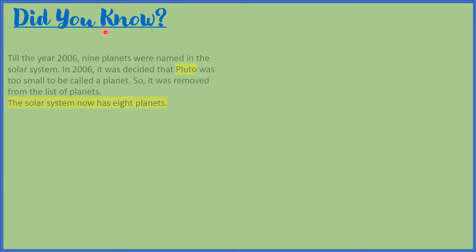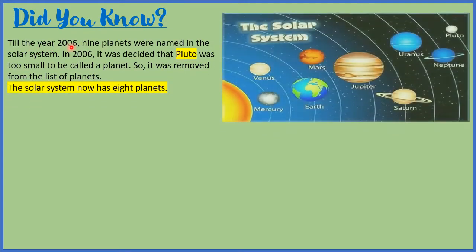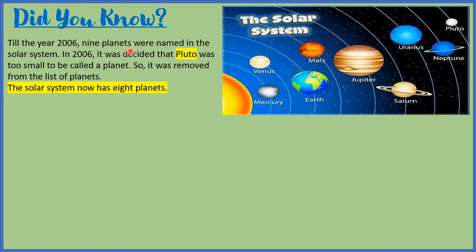Did you know? Till the year 2006, 9 planets were named in the solar system. In 2006, it was decided that Pluto was too small to be called a planet, so it was removed from the list of planets. The solar system now has 8 planets.